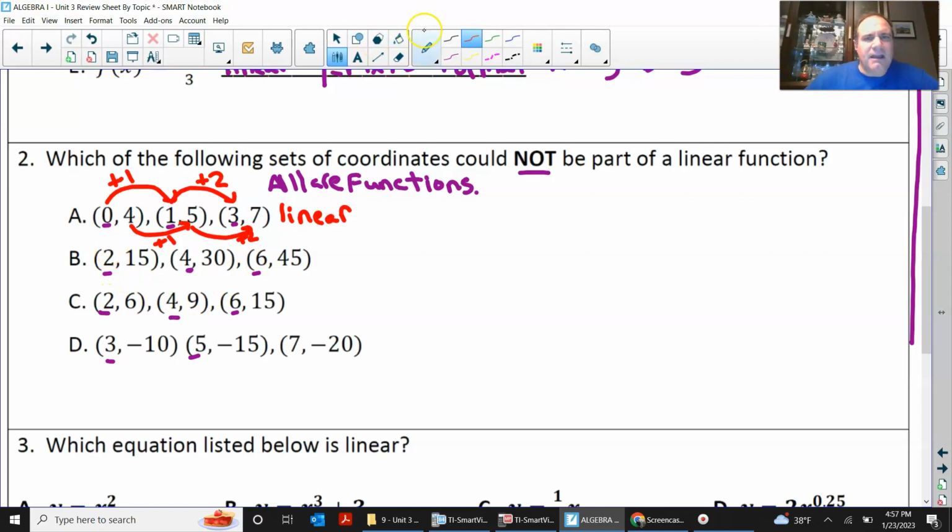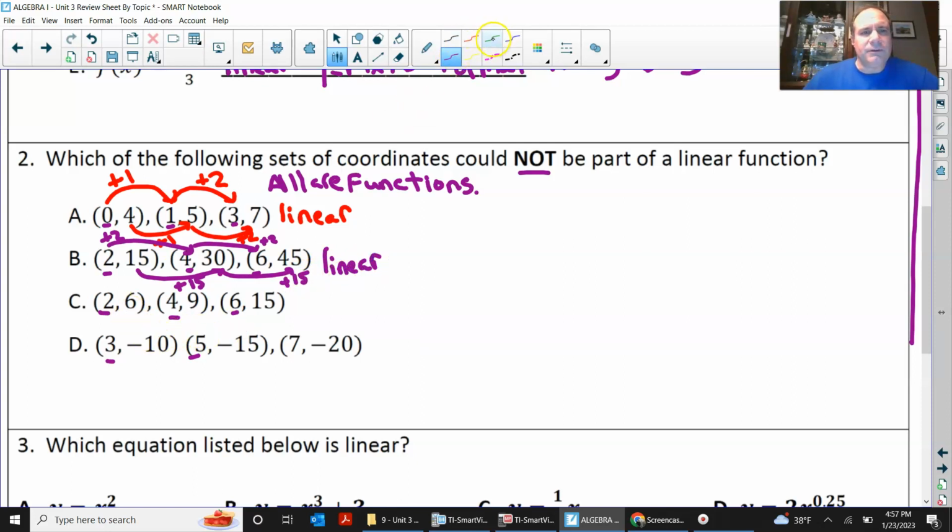So now we have, and I'm going to do this in a different color here, 2 to 4. So that's +2. And as that x increases 2, the y also increases by 15. 4 goes to 6, that's +2. 30 goes to 45, that's +15. That's the same pattern, linear.